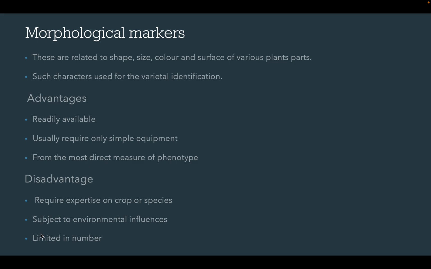And as we know, most of the characters are also influenced by the environment. So if we see a difference, it doesn't mean that the difference is mostly genotypic, it can be from the environment as well. And obviously there are a limited number of markers which we can see, but the others we cannot see. So it has the advantage that it's available rapidly, you can do it very easily. But the major disadvantage is you cannot look at the genotype.